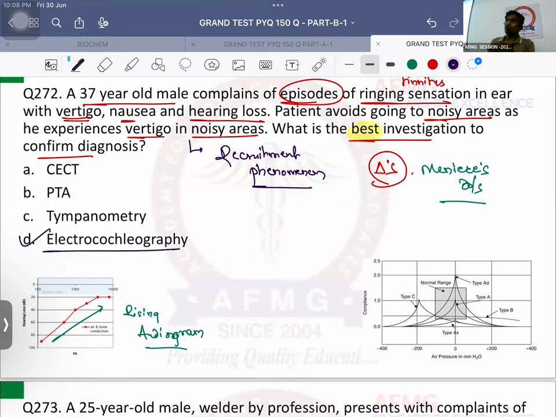Electrocardiography. Please remember, because Meniere's disease is due to increased endolymphatic pressure, the cochlea is getting damaged. That's the reason the first line investigation should have been PTA. That's the basic reason. Tympanometry will tell you about the movement of the tympanic membrane and the ear ossicles.